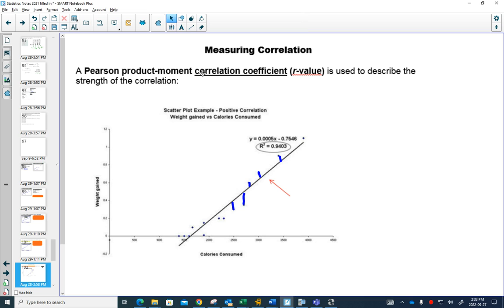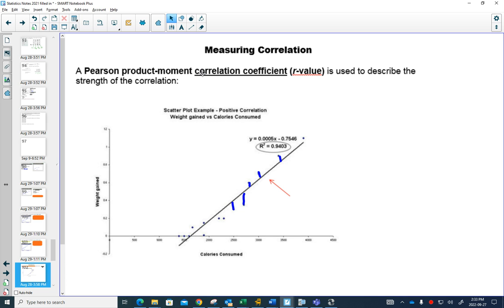Now, if they're really close to the line, we would say it has a strong correlation. If it's not really close to the line, we say it has a weak correlation. But it's nice as a mathematician to have a number that measures that. And that is what the R value does. It measures that. There's an R value and there's an R squared value. So your calculator will calculate this for you.